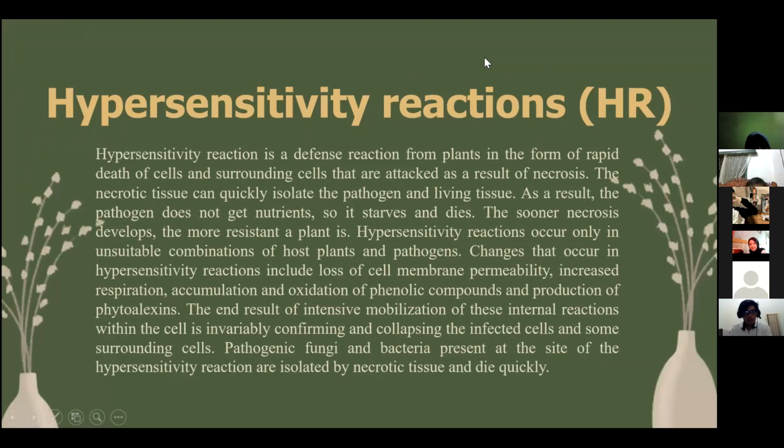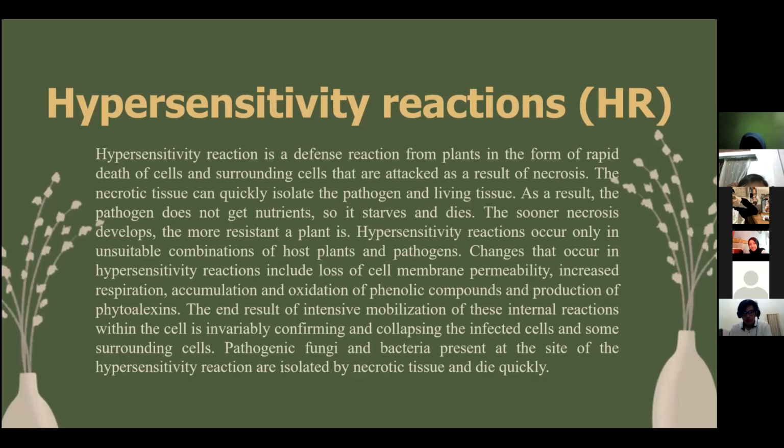Hypersensitivity reaction is a defense reaction in the form of rapid death of cells and surrounding cells that are attacked as a result of necrosis. The necrotic tissue can quickly isolate the pathogen from living tissue. As a result, the pathogen does not get nutrients, so it starves and dies.